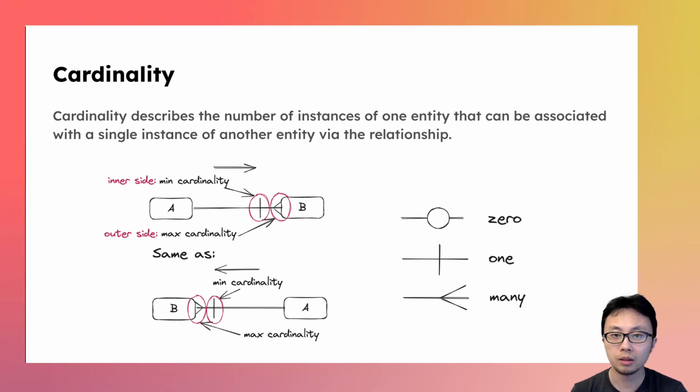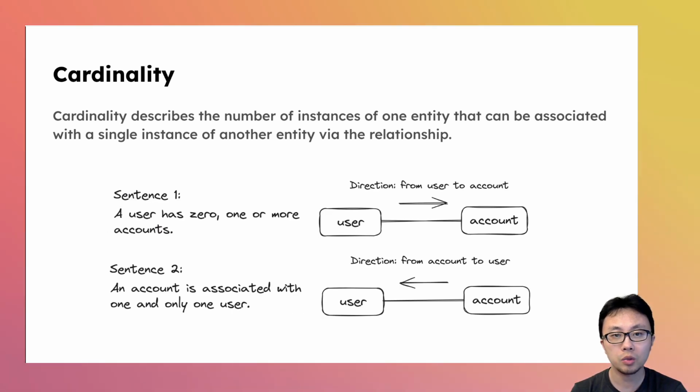Now you know the basics about the cardinality. We can revisit the example that you saw earlier. The relationship between user and account entities in the database of a banking system. The relationship between the two entities is summarized as two different directional relationships. On one hand, a user has 0, 1, or many accounts. On the other hand, an account is associated with one and only one user.